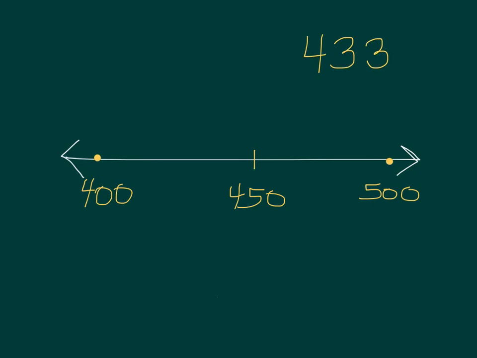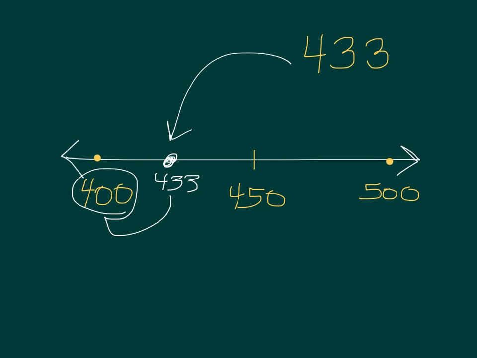That's the halfway point. Our next problem is to figure out, does 433 fit there, or does it fit there? That's the next part we have to figure out. Where does it fit? Is it less than 450, or is it more than 450? And yes, it is less than 450. It's right about there somewhere. Which means if we're going to round 433, we have to round it down to 400.